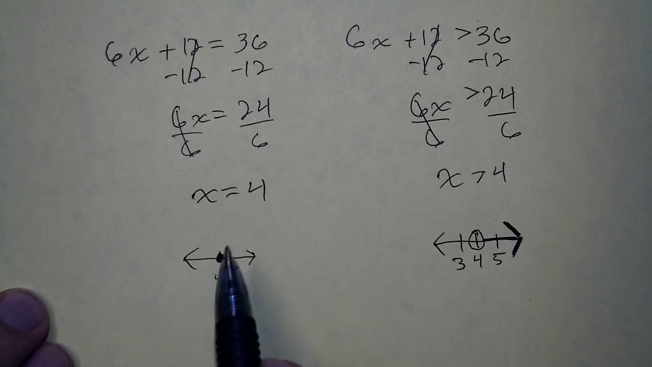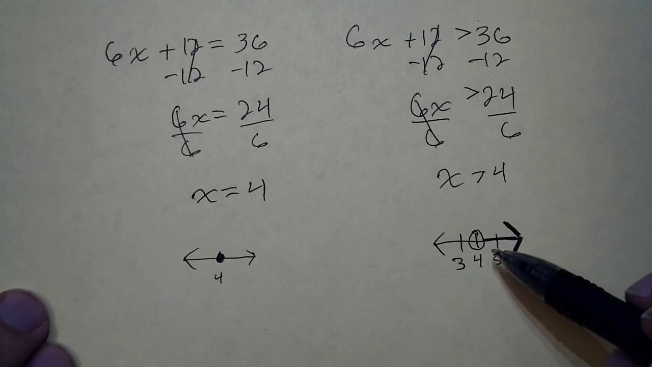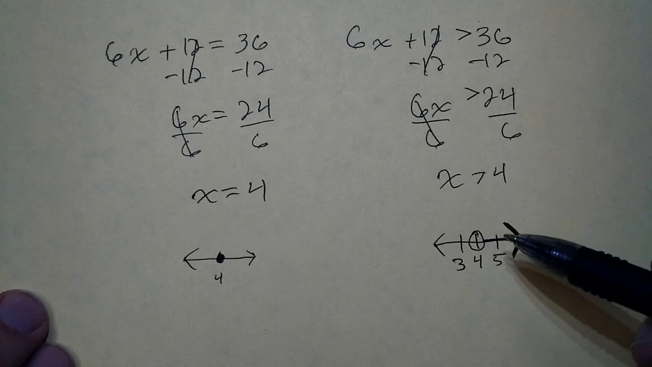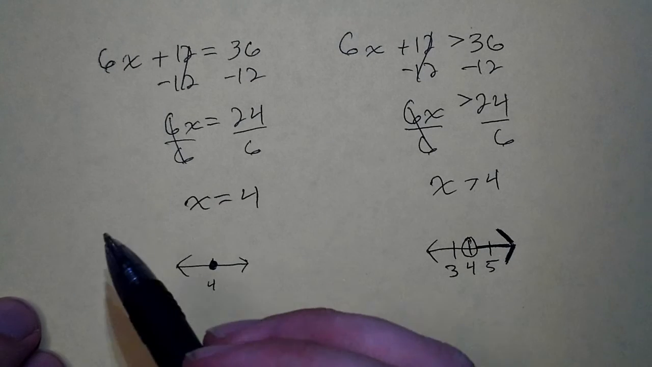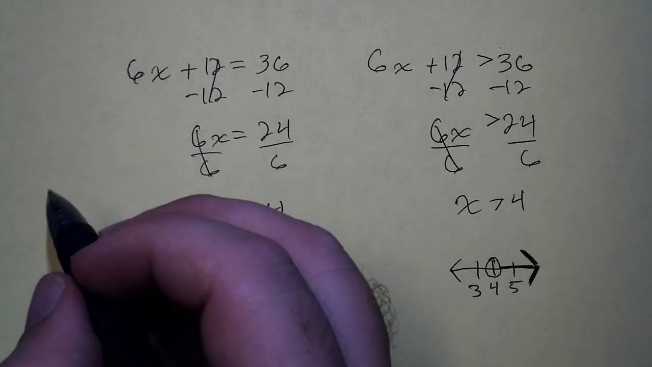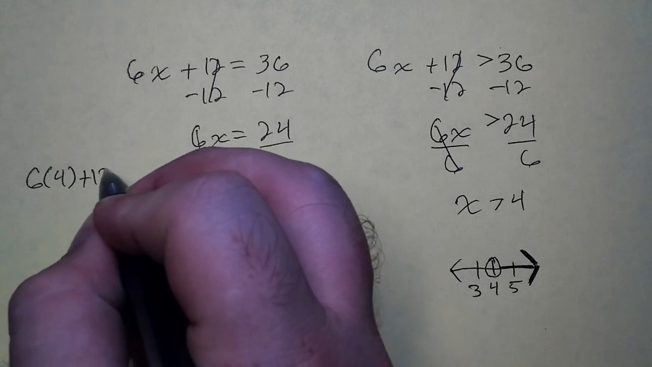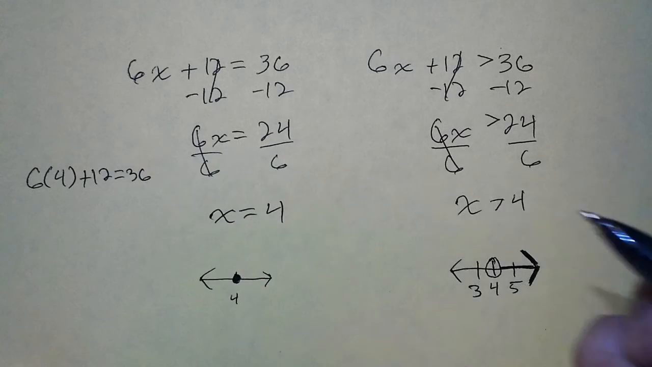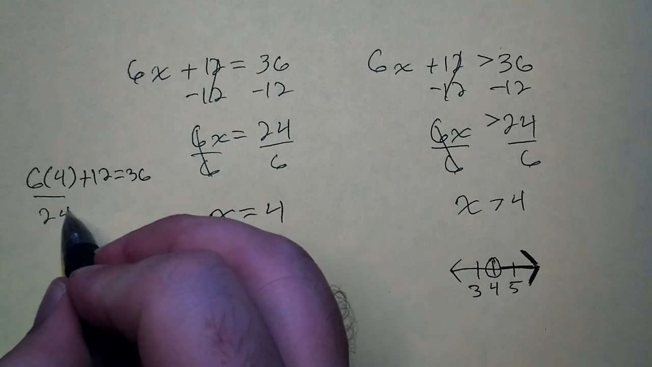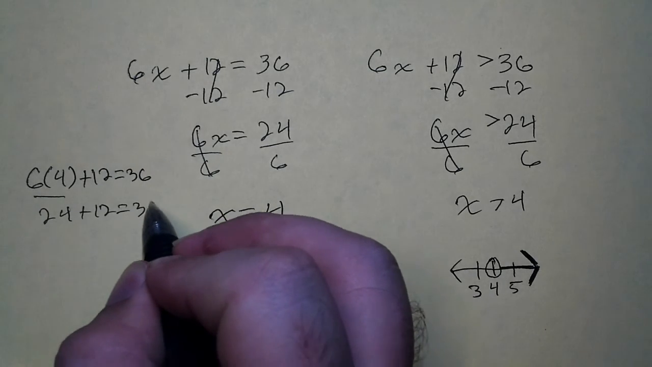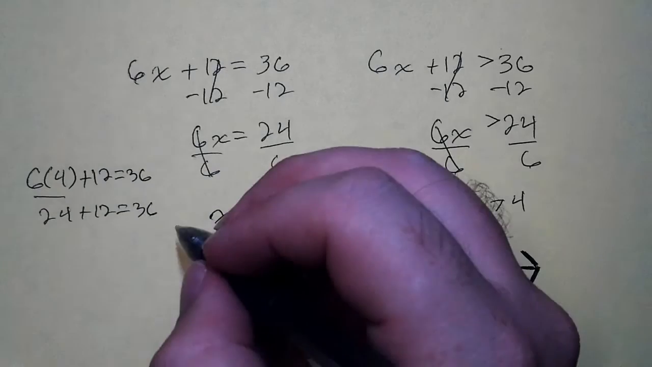So this was just one solution. This is going to be every solution greater than 4. And here's how we can plug it in and check. Over here, we can plug in 4. So we got 6 times 4 plus 12, and it should equal 36. Well, 6 times 4 is 24. 24 plus 12 is 36. So that one checked out.